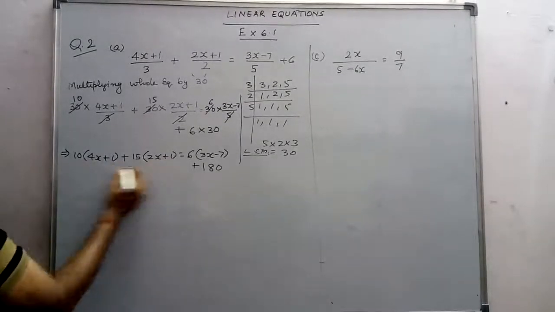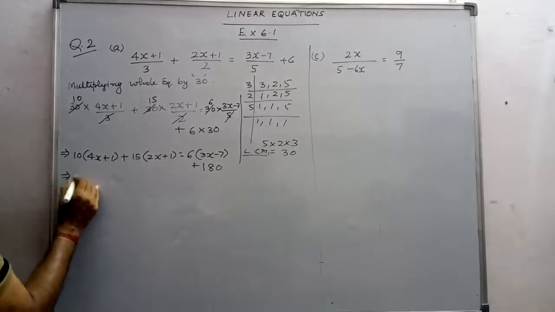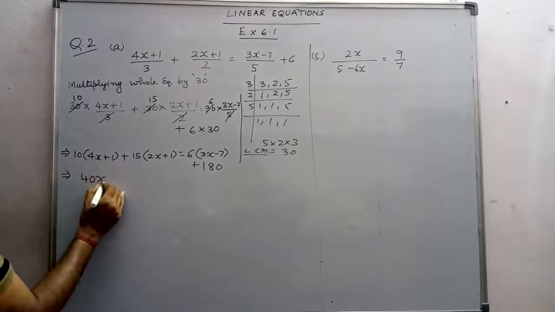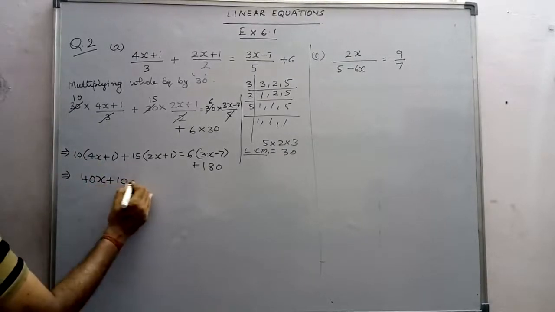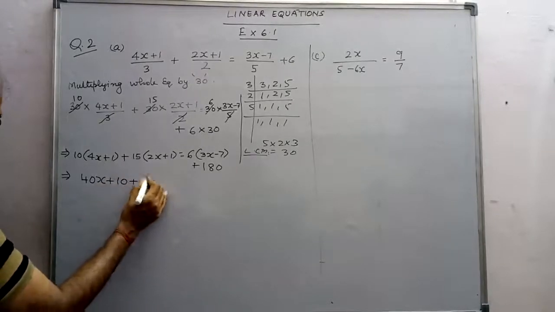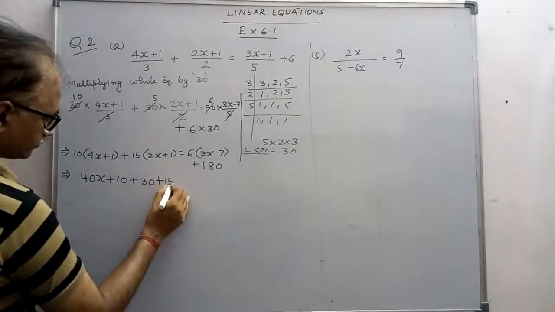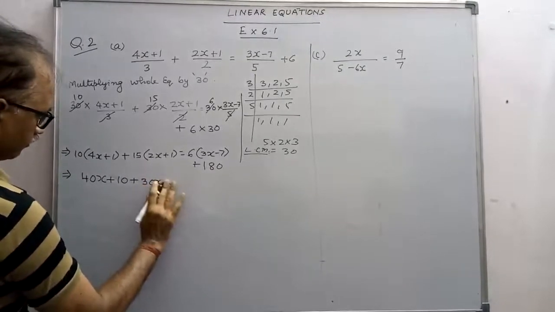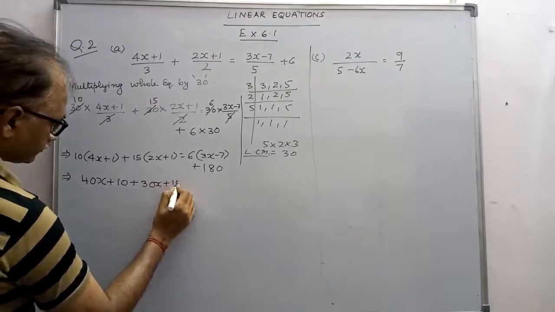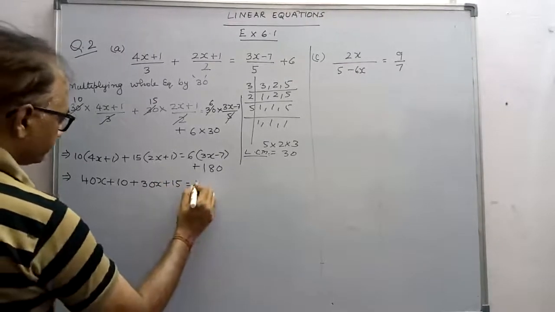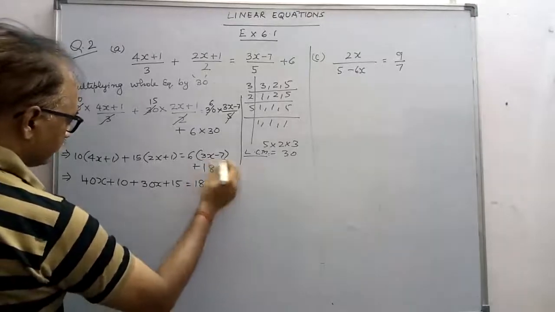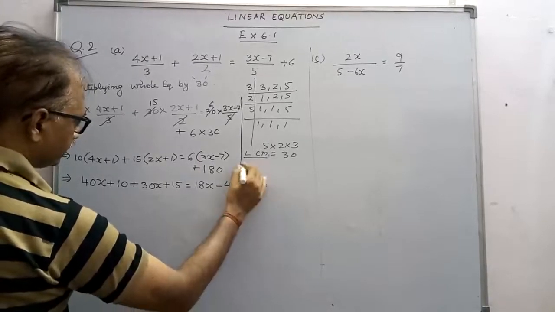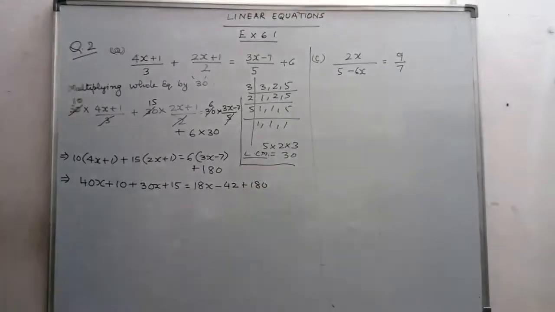Now open this bracket: 4 into 10 is 40. This implies 40x plus 10 into 1 is 10, plus 15 times 2x is 30x, 15 ones are 15, is equal to 6 threes are 18x, 6 sevens are 42, plus 180. This is the equation here.